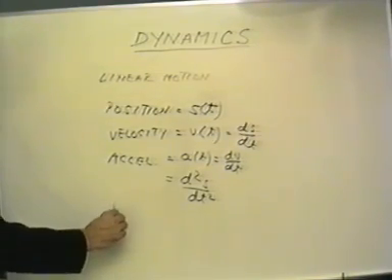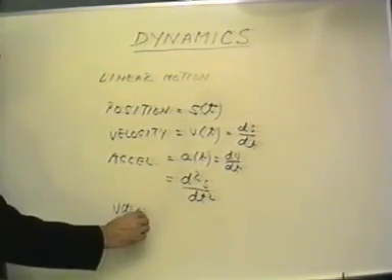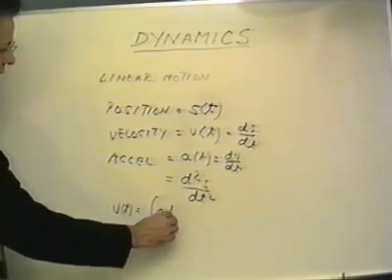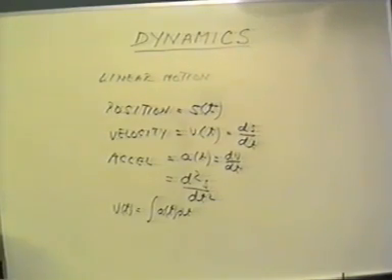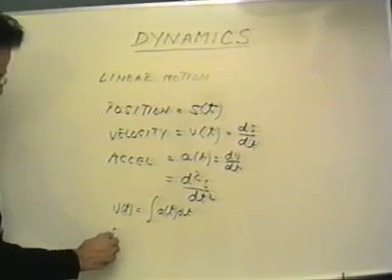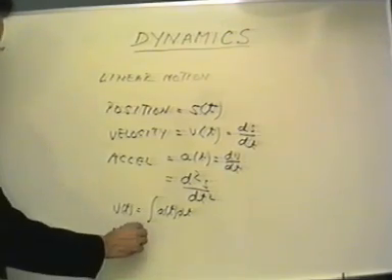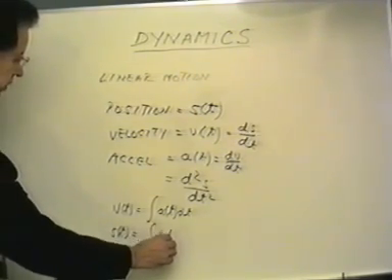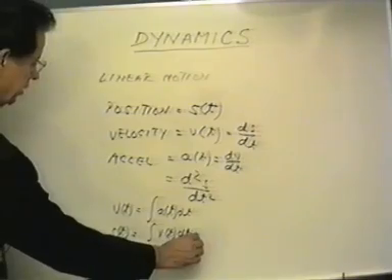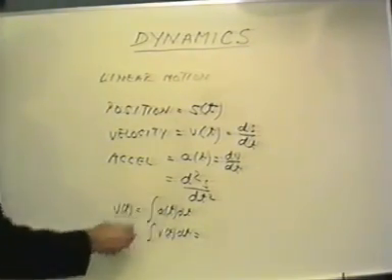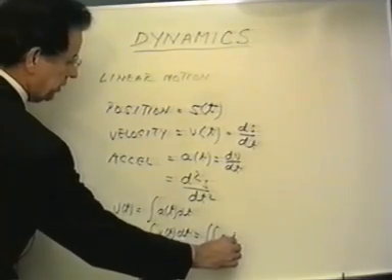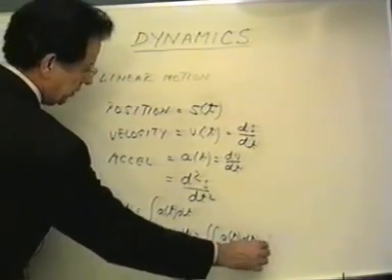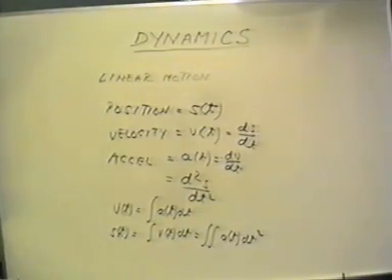Now you can see some relationships here going back the other way. We can look at the velocity and say the velocity is given by the integral of the acceleration dt. And we can also say that the displacement, or the position, is given by the integral of v of t dt. But since v of t is the integral of a of t dt, we write it as a double integral of a of t dt dt. So we can see how these three quantities are related to each other.